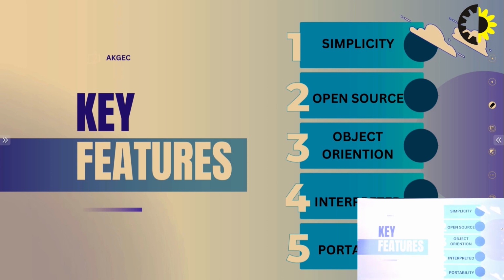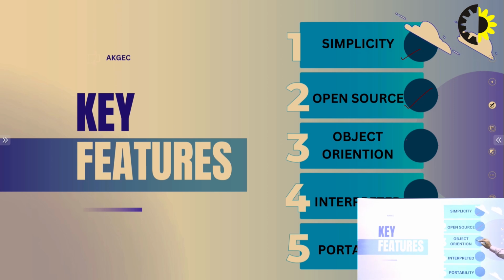What are the key features of Python? Basically, the key feature of Python is that it's a very simple programming language. This is the main key feature, that it is the simplest among today's popular programming languages. So it is at the top of the most used programming languages in 2024. Another important key feature is that it's open source, meaning it's free to all.